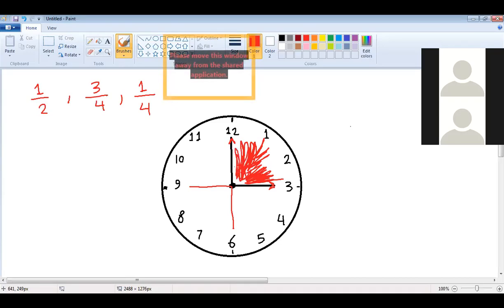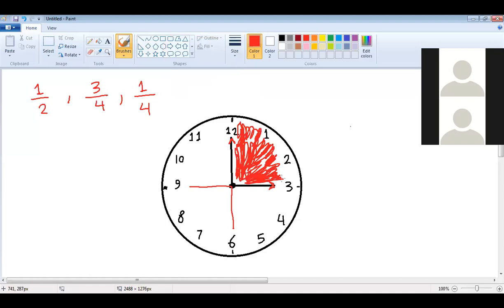1/4. 1 over 4. This is the quarter of the circle. Yusuf said this is 1/4 from the whole circle. You got my point? Yes, we got it.